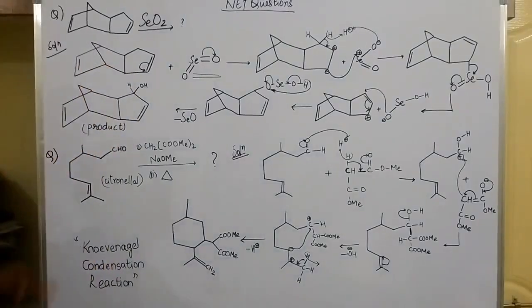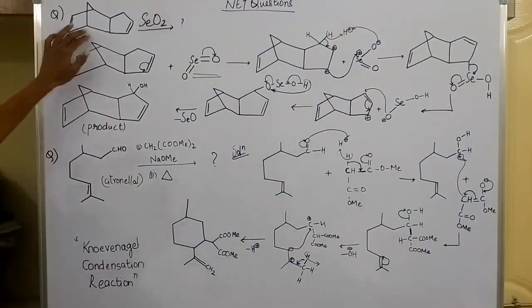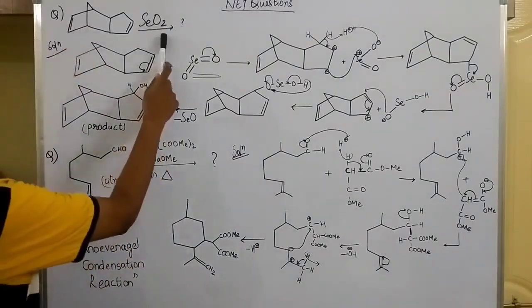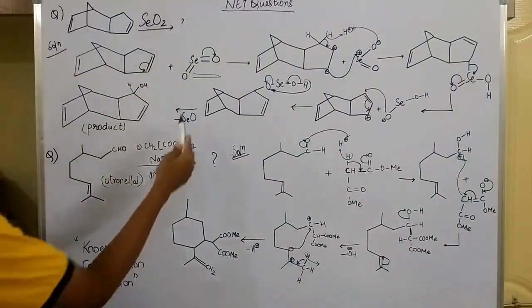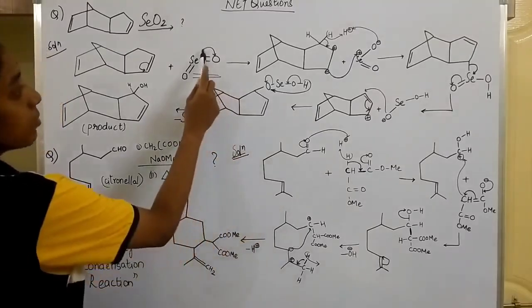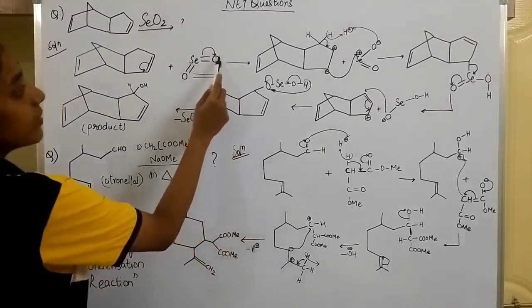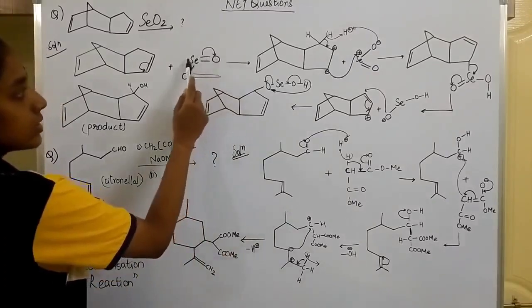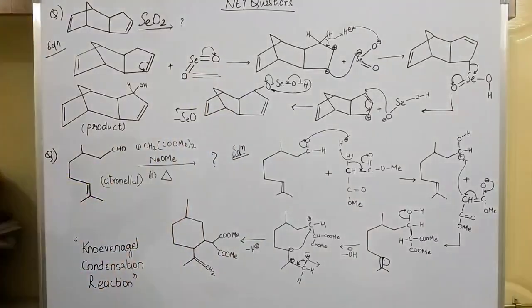Seeing the first question, where this reactant undergoes oxidation in the presence of selenium dioxide. So this is the structure of selenium dioxide. Oxygen here will take the bond from selenium and will get a negative charge. Selenium will be getting a positive charge.